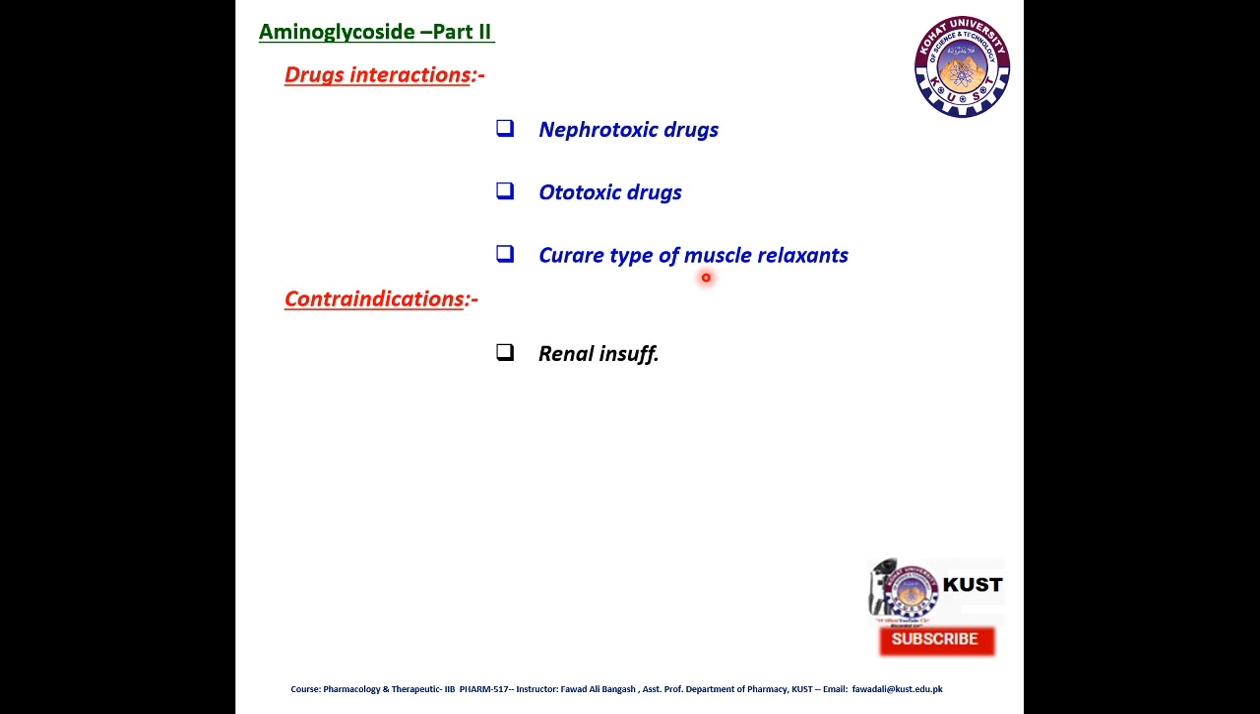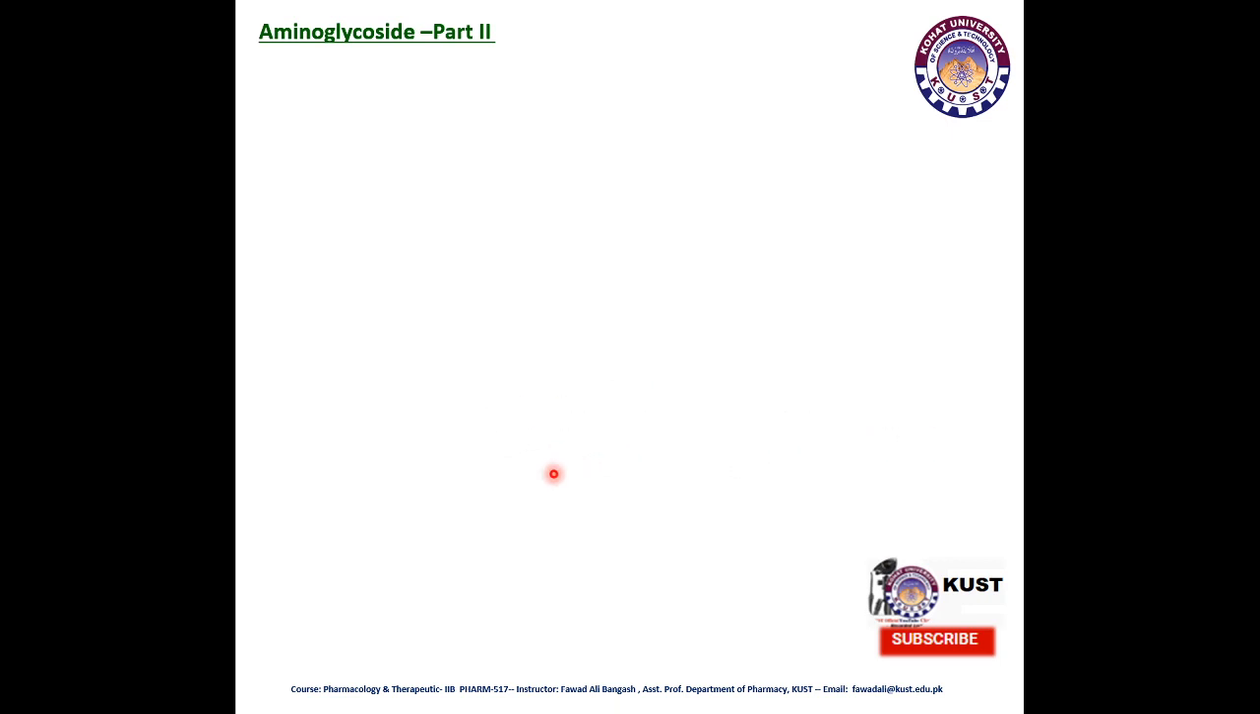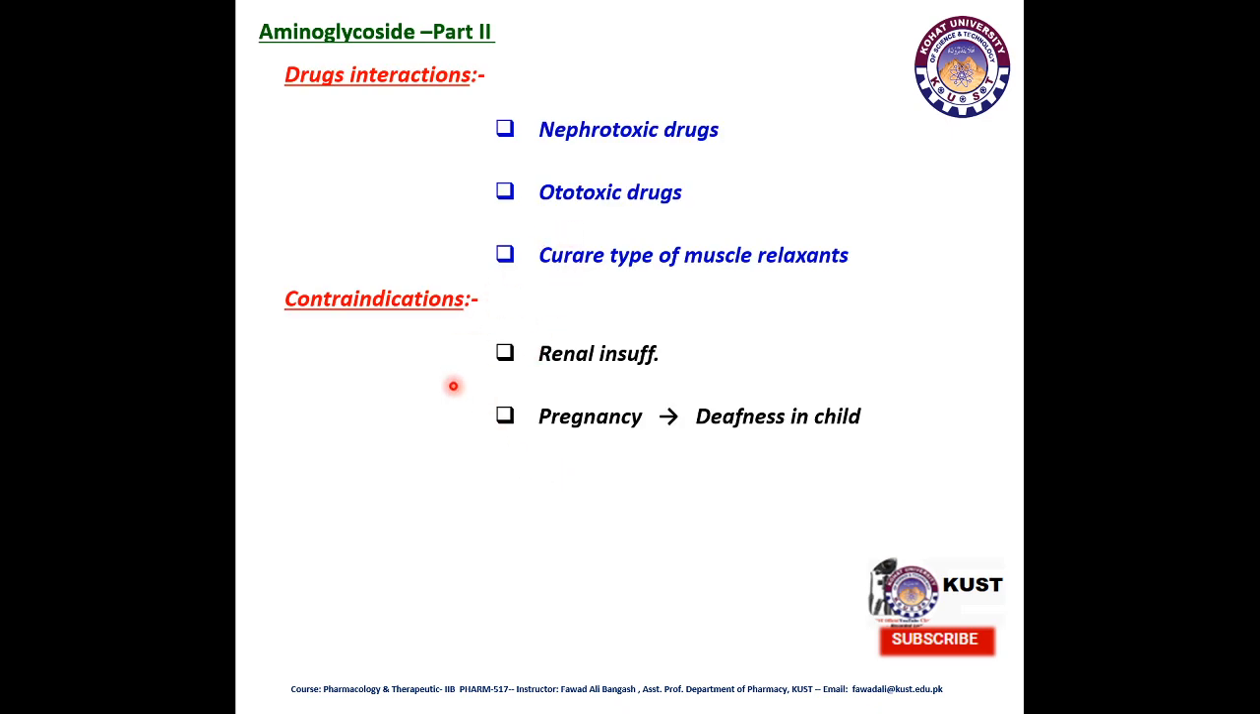Contraindications: renal insufficiency. If the patient has renal insufficiency, aminoglycoside is contraindicated. Pregnancy, because it causes deafness in the child, and also in myasthenia gravis patients.